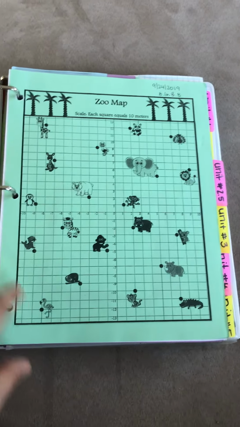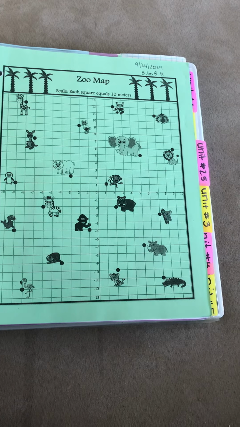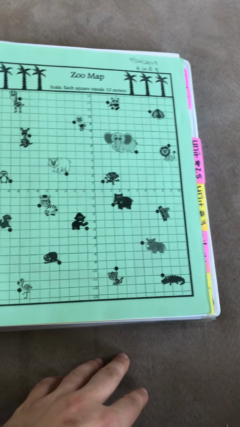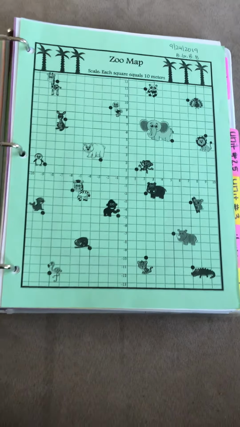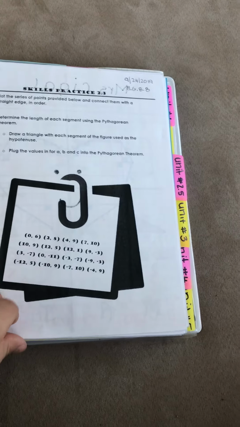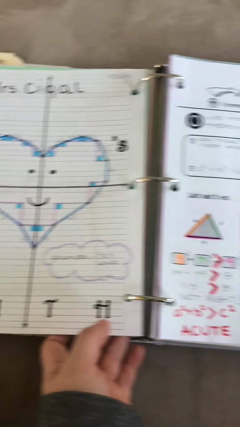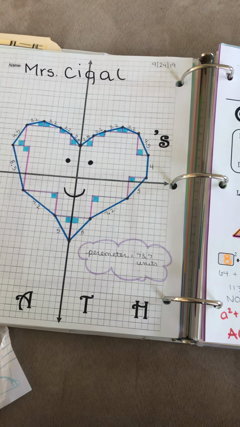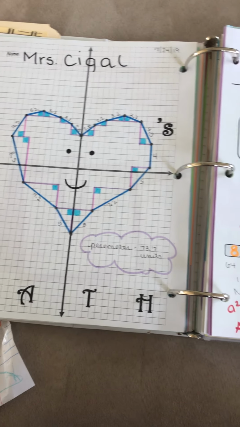So finding the hypotenuse. Oh, B block didn't get to do the zoo. This was a fun one. I don't know if you remember, but at the zoo we had to go from one animal to the other, and we had to find how far apart they were using the Pythagorean Theorem. So we did a ton of practice finding the hypotenuse.